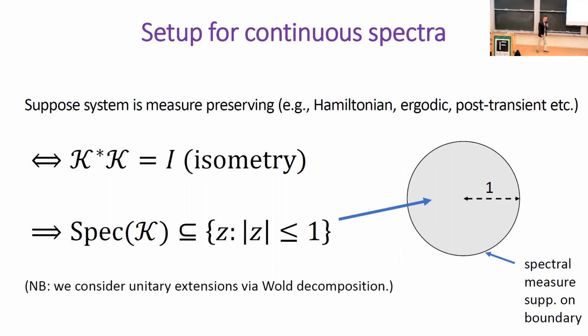This is an isometry, but to make connections to the spectral theorem, we have Wold's decomposition, which allows us to extend the isometry to a unitary operator. Wold's theorem tells us that you can take an isometry and write it as a unitary operator with some unilateral shifts, which can be extended to bilateral shifts.